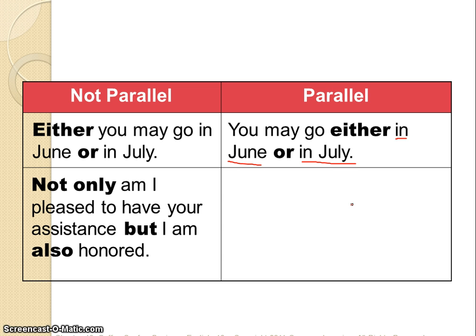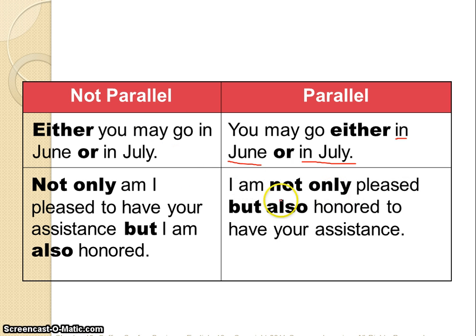Okay, here's not parallel: Not only am I pleased to have your assistance, but I am also honored. How can we make that better? We could say I am not only pleased, but also honored to have your assistance. Well, these are two adjectives we're joining together with these two correlative conjunctions. So pleased and honored are of equal value. So they need to be close to what they're talking about.